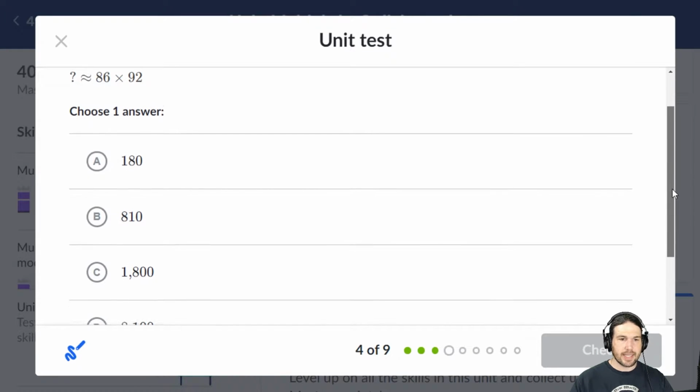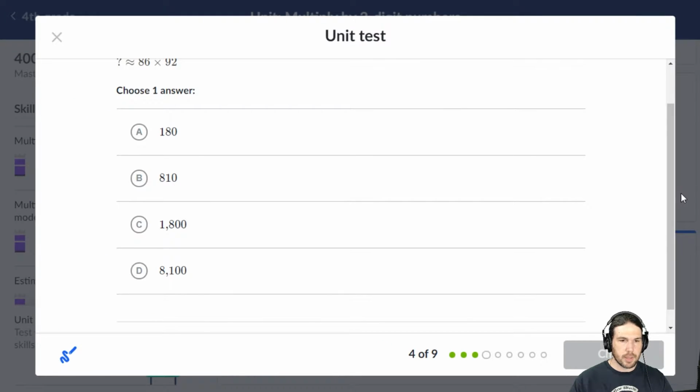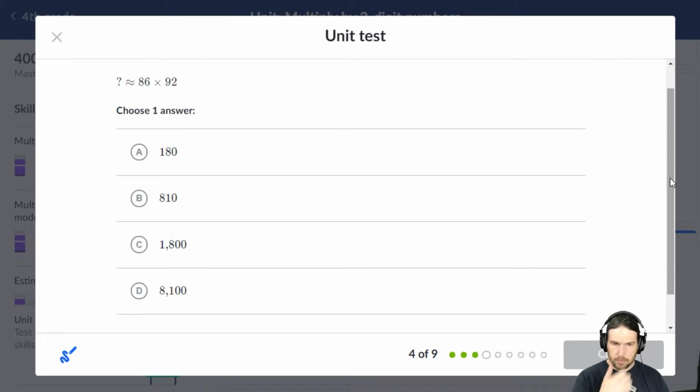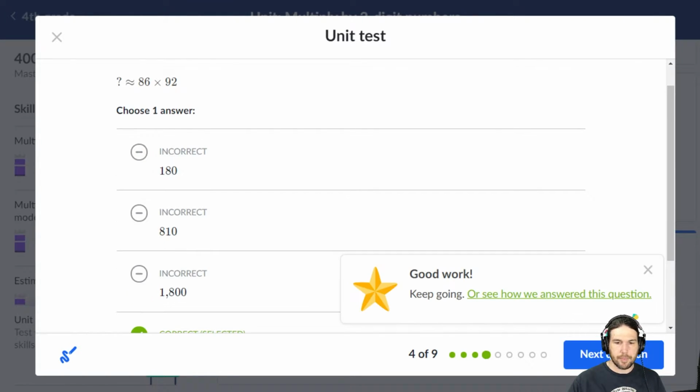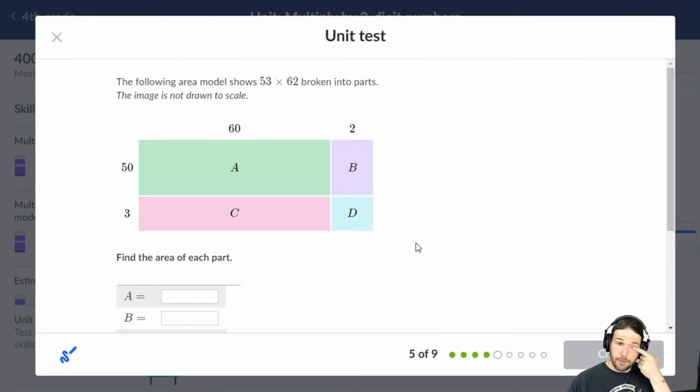Estimate. 86 times 92 is approximately. It's about 90 and 90. That's 8100. The following area shows 53 times 62.